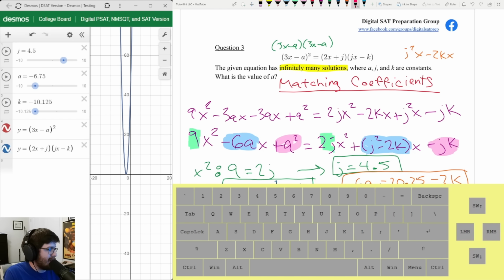Okay, let's see if I unhighlight the blue, unhighlight the red. It certainly looks like these two parabolas have infinitely many solutions. So it seems like we did a good job. Great, let's move on to the next question.